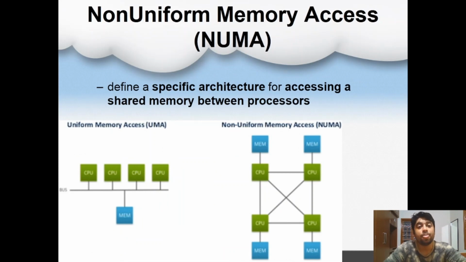Now coming to non-uniform memory access, NUMA. NUMA defines a specific architecture for accessing a shared memory between the processors. You can see multiple processors, but there is no shared memory in the uniform memory access. There is only one memory. But here, non-uniform memory access defines a specific architecture for accessing a shared memory between the processors. How exactly is the sharing of the memory done? You can see CPU, CPU, CPU. There are 4 CPUs and the memory. So it is the non-uniform memory access, and the left side is the uniform memory access.